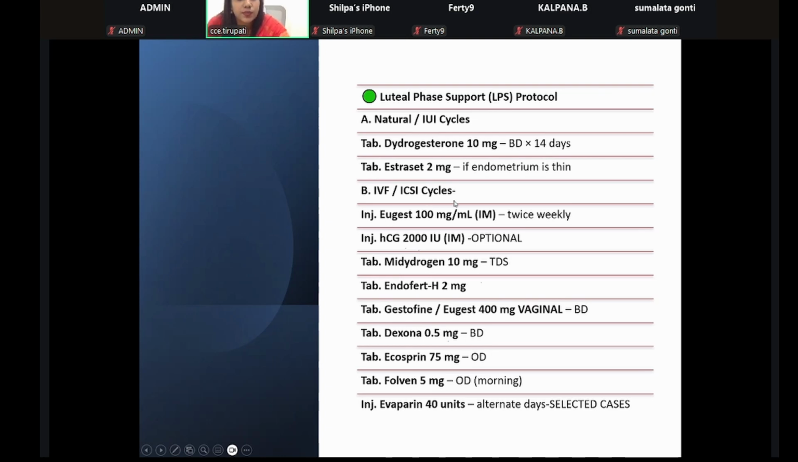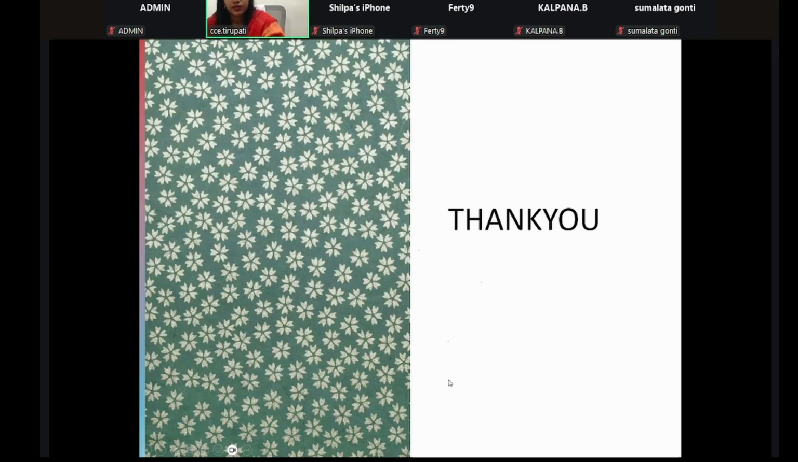This is the luteal phase support protocol for IVF cycles in our center. We use 100 milligrams IM twice weekly or weekly once. HCG is optional. We can add weekly once. And dydrogesterone 10 milligrams TDS we give. And Endofert also, the same dose which we start for HRT, we will continue the same dose of Endofert. And we'll give vaginal progesterone BD or TID. And we'll add one dose of steroid in few cases, and Ecospirin as a routine we'll give for all the cases. And in few selected cases, we'll add Ivaparin also. So, thank you.